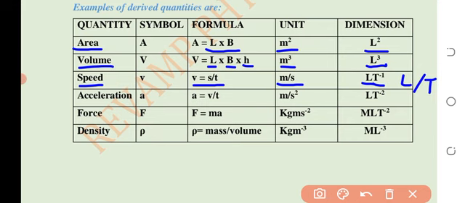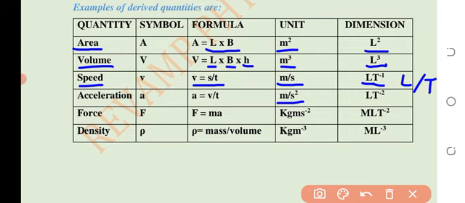Similarly for acceleration, the formula for acceleration is velocity over time. Velocity and speed have the same unit and the same dimension. So for acceleration, which is velocity over time, under this topic we can say speed over time. For that, it means the unit of acceleration will be meter per second squared.